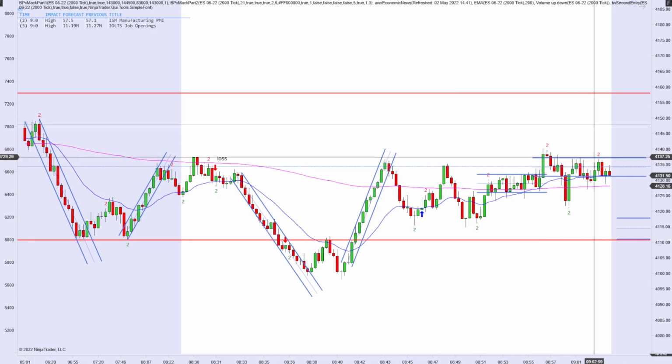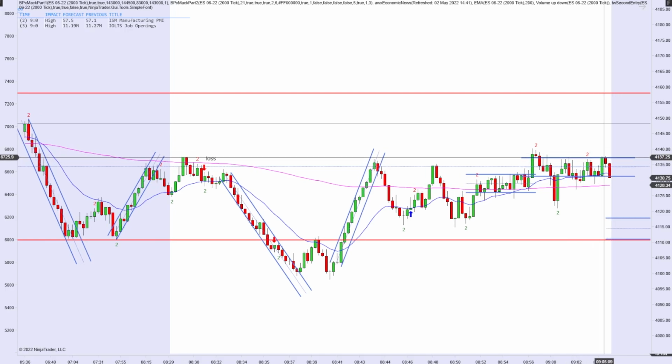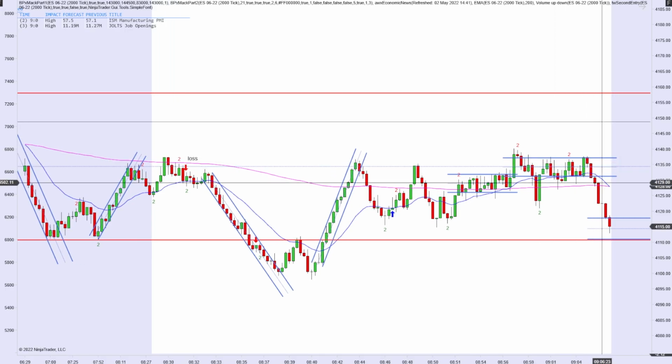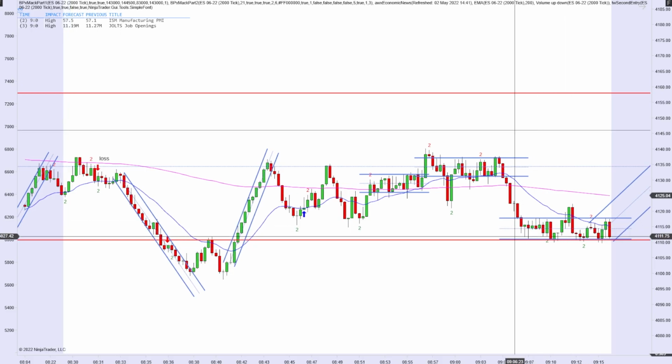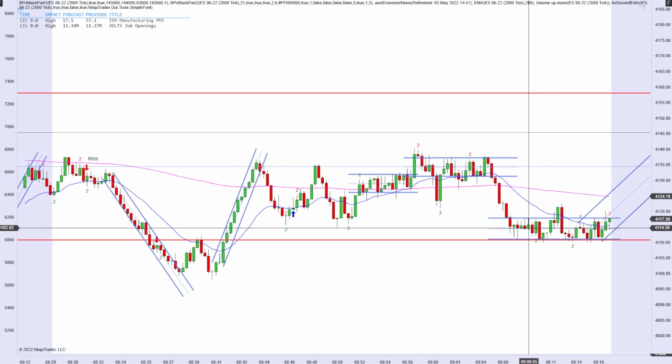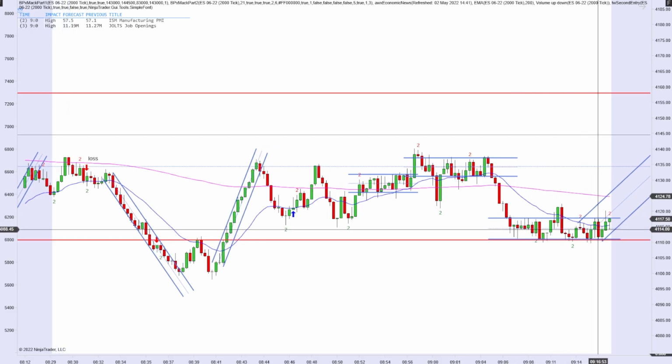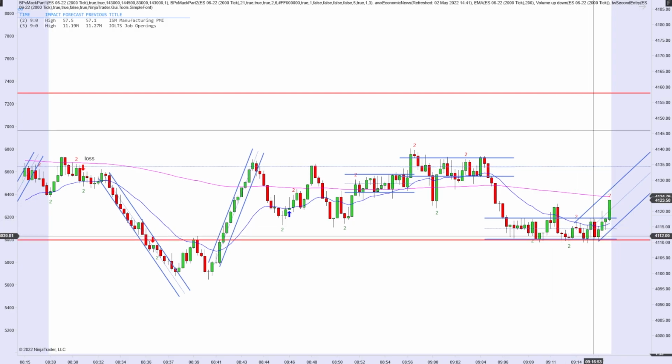I'm not looking to take any trades. Prices continue up and test that resistance level one more time, and then prices push back down. And prices are finding a level of support down here. And with all these overlapping bars, not looking to trade any of this. Really got to sit it out just a little bit.